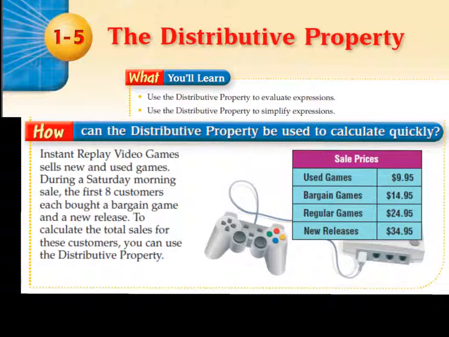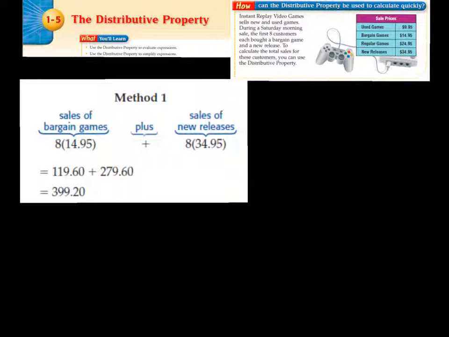Instant Replay Video Games sells new and used games. During a Saturday morning sale, the first 8 customers each bought a bargain game and a new release. To calculate the total sales for these customers, you can use the distributive property. So we could multiply 8 times the price of the bargain games and add that to 8 times the price of the new releases to get our total.